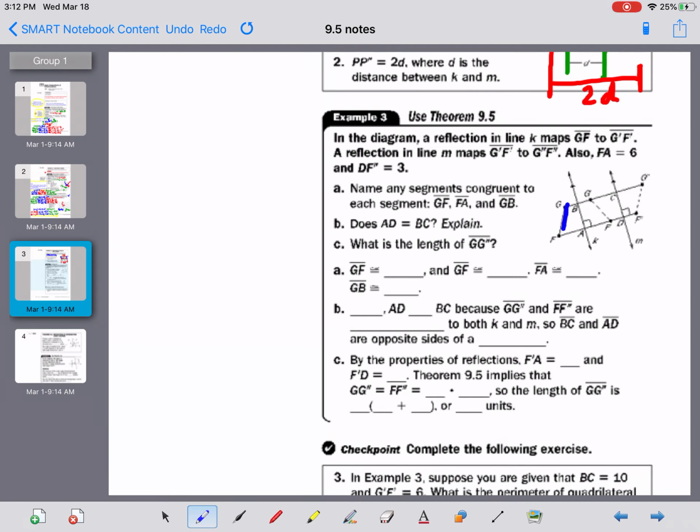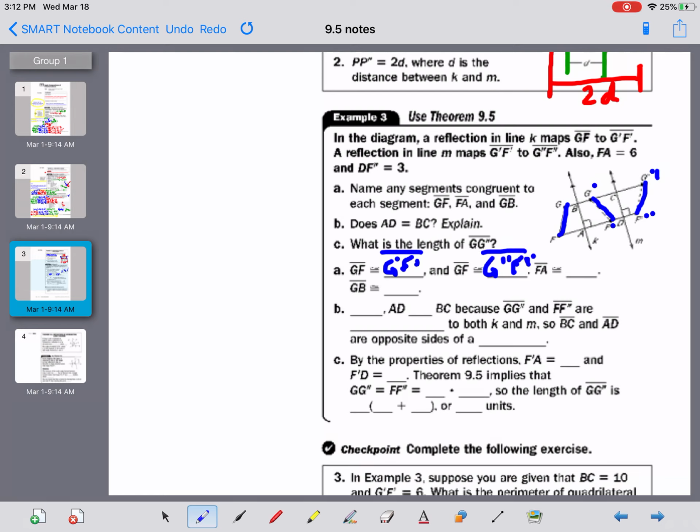Well, a reflection is isometric. We talked about that earlier. And because it's isometric, that means my length didn't change. So that means my G prime F prime here is also the same length. So G prime F prime is also the same length as GF. When I reflect G prime F prime over here to G double prime F double prime, it also is isometric. It does not change the length with the reflection, so that's also the same length. So G double prime F double prime is also the same length as G prime F prime and GF.